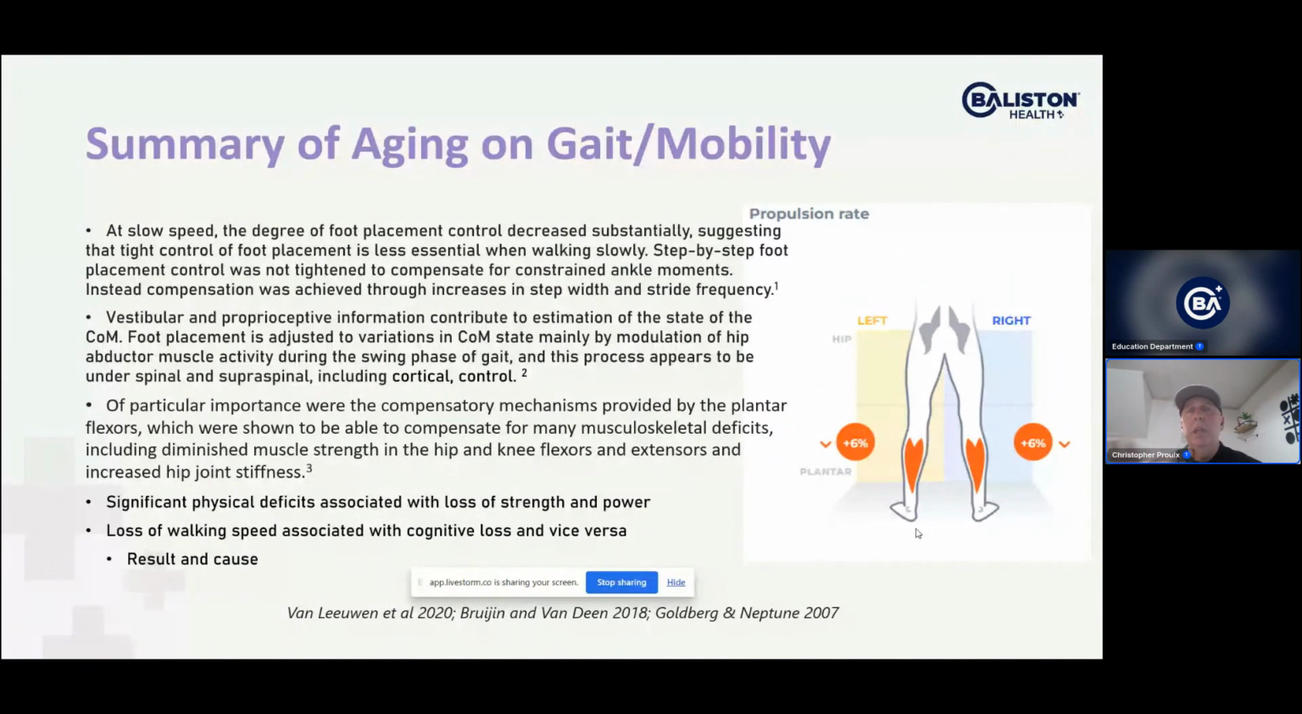The reason I'm going to bring up aging on gait and mobility, which we've discussed before, is that when we're looking at some of these neurological conditions, it's important to be able to differentiate some of those factors associated with the process of aging, the influence that aging has on mobility, and in this particular case, gait or movement patterns, particularly walking.